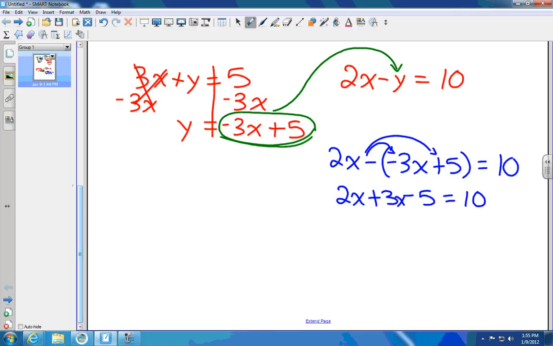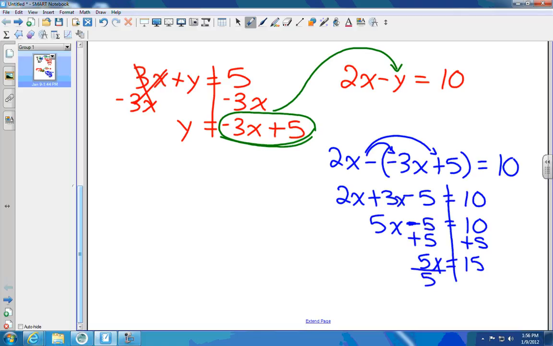And then combine your like terms. Do we have any like terms here? The x's, 2x and 3x. 5x minus 5 equals 10. So what do we do there? Add the 5 and then divide by 5. So 5x equals 15. So what's x? 3. X equals 3. Very good.